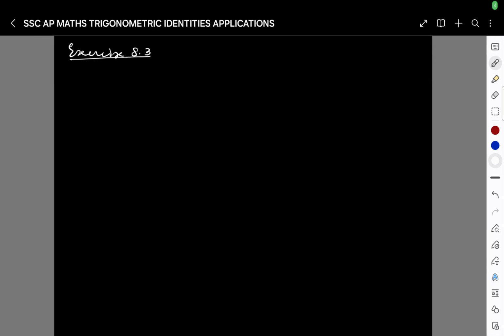Dear students, in the last class, we learnt trigonometric identities. Now we shall use those formulae or the identities to do some applications. The first step is given in exercise 8.3 of your textbook.